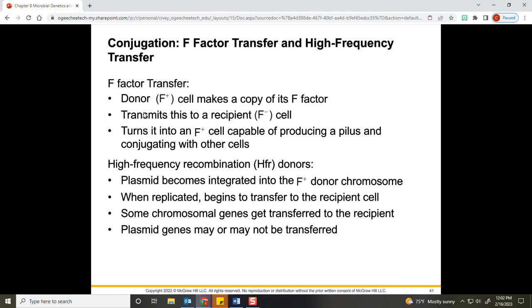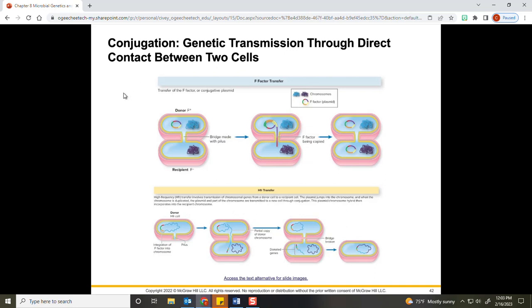The second way that this can happen is called HFR donations, or high frequency recombination, and this is where a plasmid will become integrated into the fertility factor positive donor cell's main chromosome. Then, when replicated, it can begin transfer to a recipient cell via the same mechanism, the pili, but in this case, some of the chromosomal genes are transferred to the recipient and not just the plasmid. The plasmid genes may or may not be transferred. So it's kind of interesting how differently it can take place, but overall it's the same process, just slightly different subtle details. So if we look at the picture here, I think it'll probably all come together.